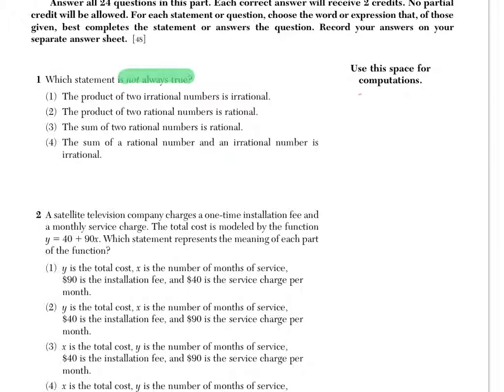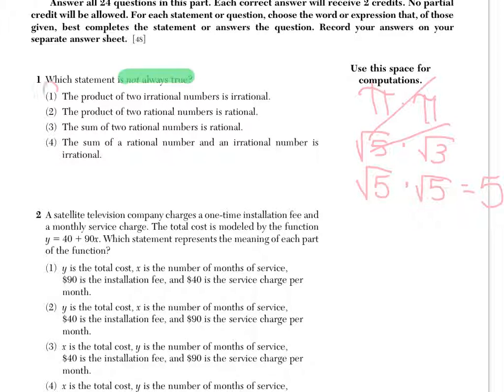All right, so maybe I'll try pi times pi. Well, I multiply that in my calculator, definitely irrational. Maybe I want to try the square root of a non-perfect square times the square root of another non-perfect square. Try that in my calculator, still irrational. I'm going to try one more case of maybe multiplying the same irrational times the same irrational number. The square root of 5 times the square root of 5 is actually 5. So answer choice 1 is not always true.